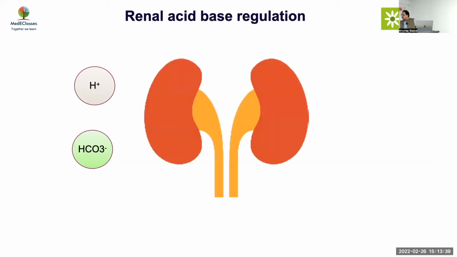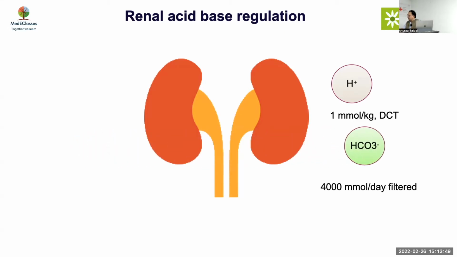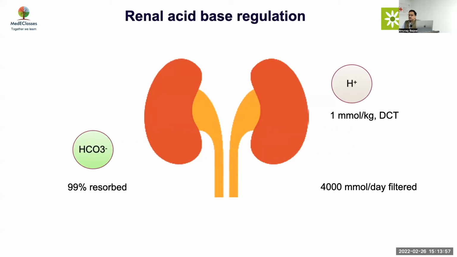Now, renal acid-base regulation basically is that you will be pumping out 1 millimole per kg of protons every day from the distal convoluted tubules, and bicarb is filtered in huge amounts, around 70 millimoles per kg per day, but most of it is actually reabsorbed, which is 99%. So either you can lose more bicarb or you can gain protons.